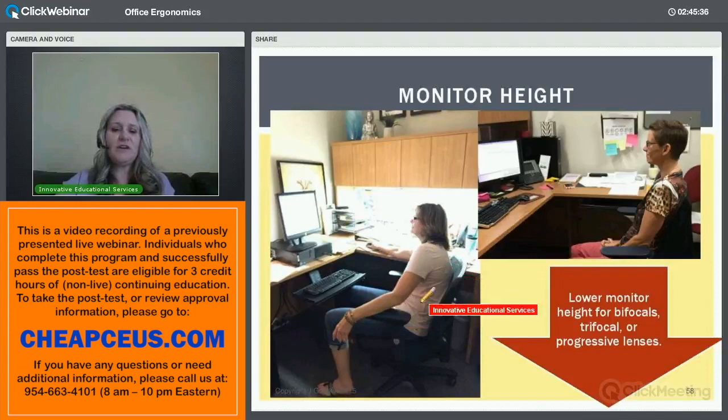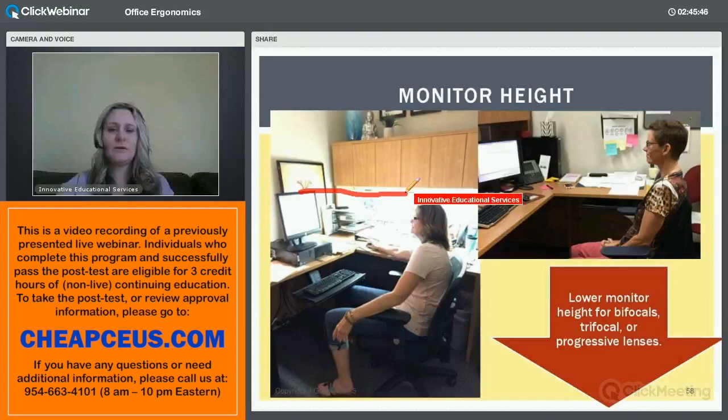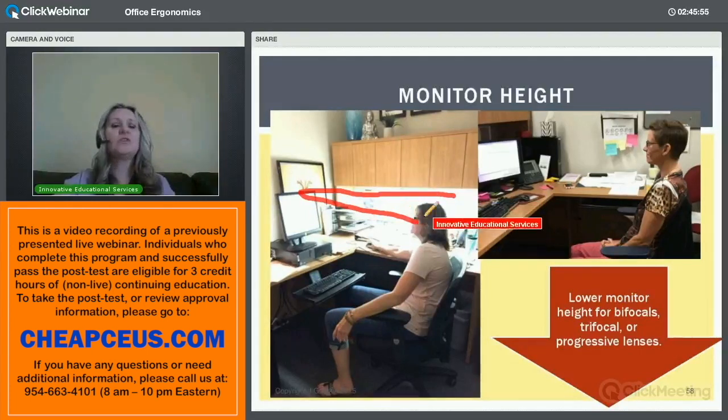The individual here on the left, oh, where to begin, right? Let's see, we're talking about monitor. So here's the top of the monitor, and here's her head. And here's her eyesight. That is a significant angle. We're probably at a 30 degrees extension angle, way too high for her.